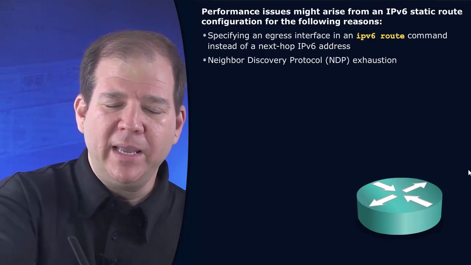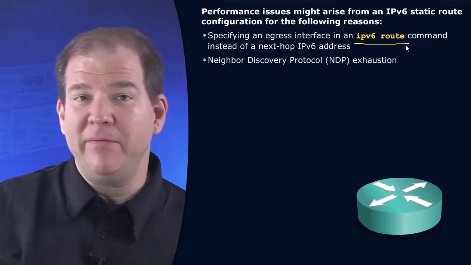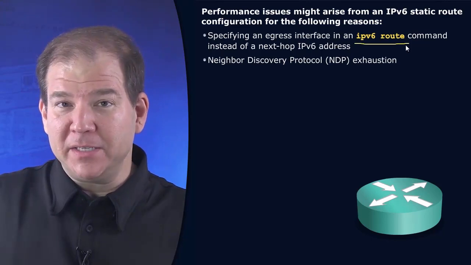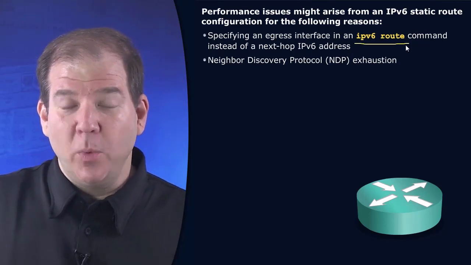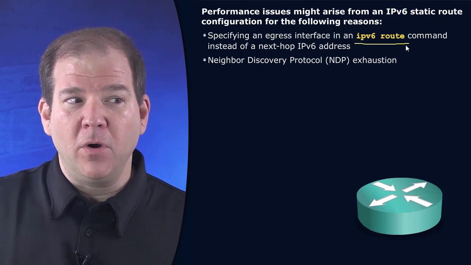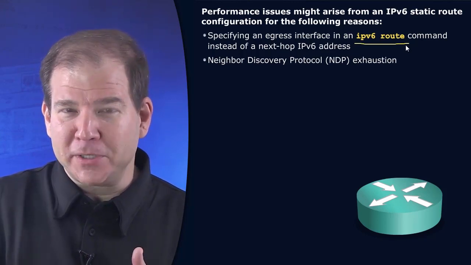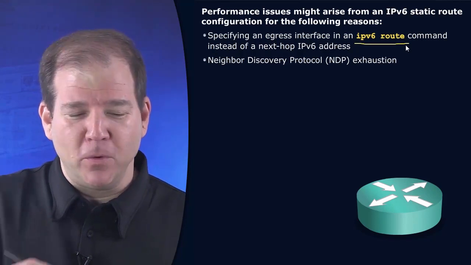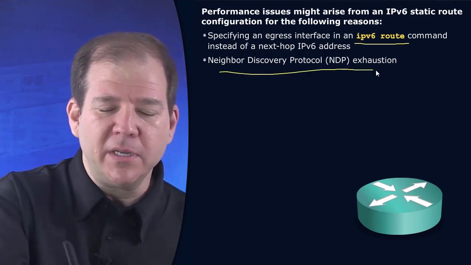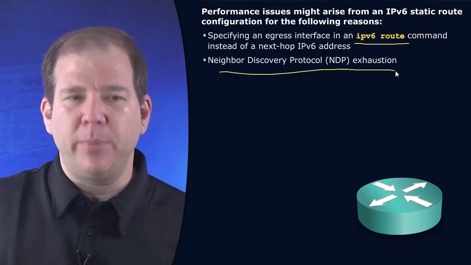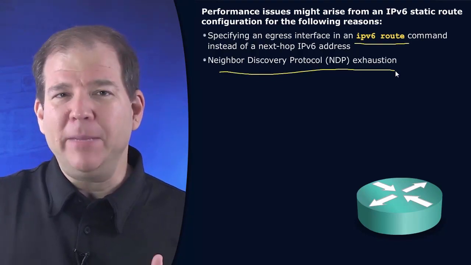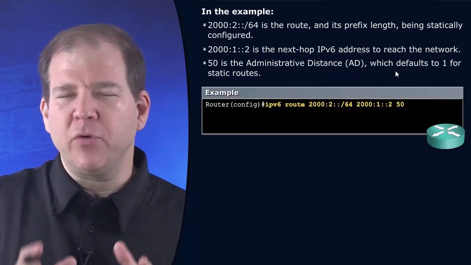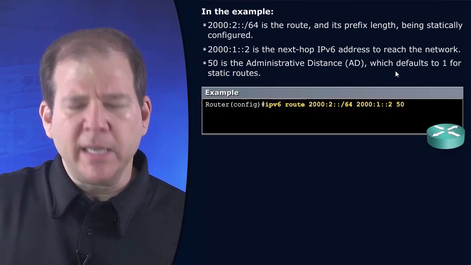For one thing, when we give the IP version 6, or IPv6, route command, we might specify an egress interface instead of a next hop IP address. We said that was a problem for IP version 4 primarily because of ARPs. We don't use ARPs in IP version 6, but we're about to see that's still going to be an issue for us. Or we might be exhausting the cache, the number of entries we can put in our NDP, our Neighbor Discovery Protocol table.